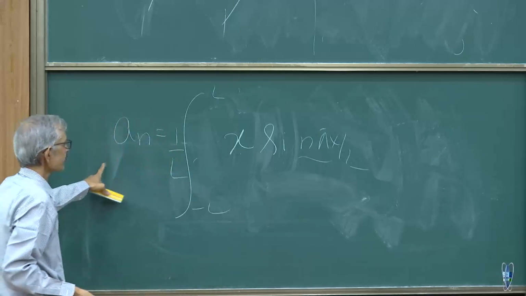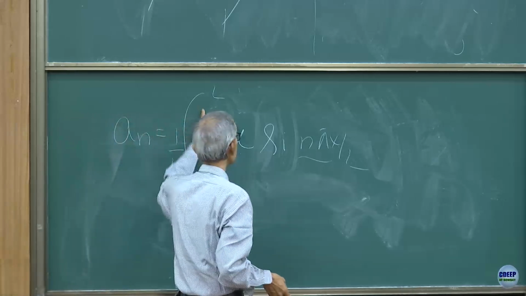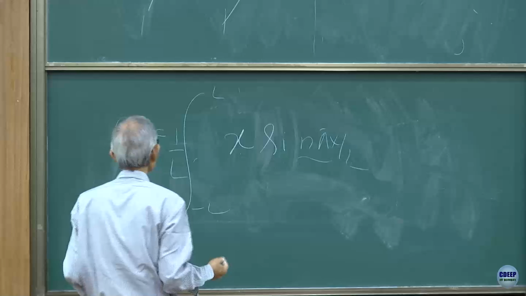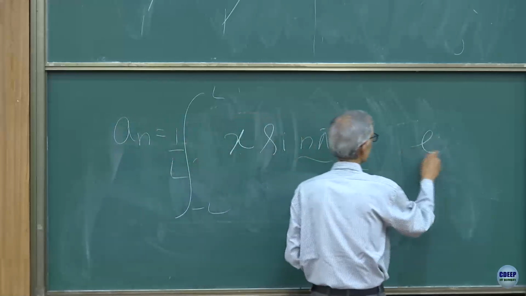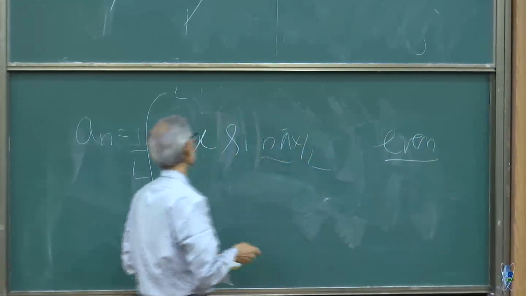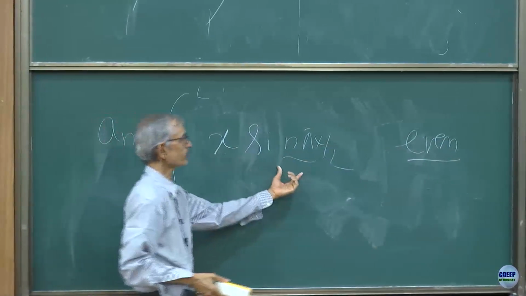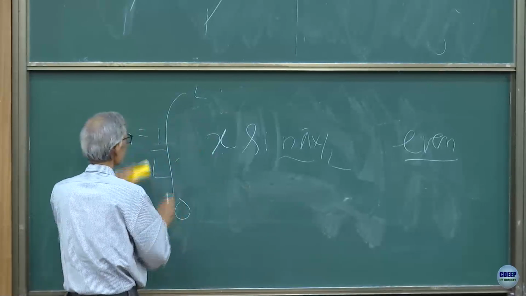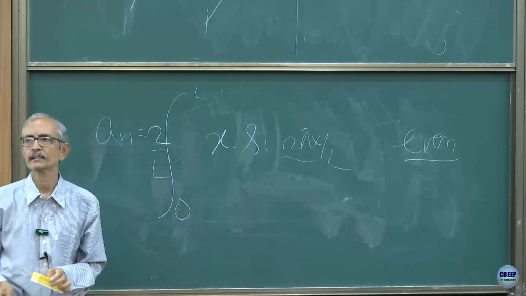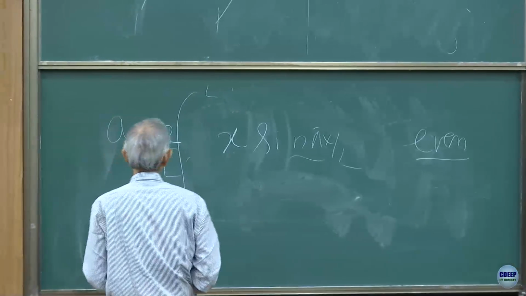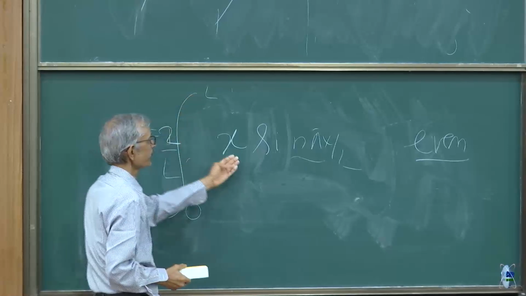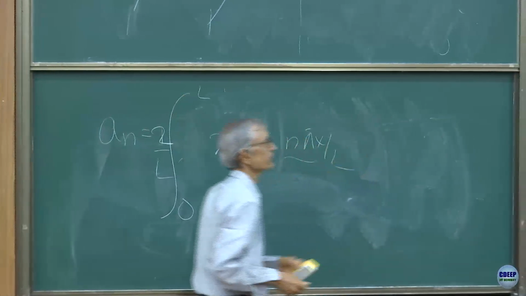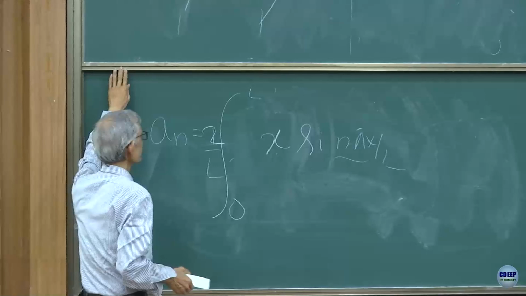So an is 1 by L integral from minus L to L of x sine x times this. And now let us say that we realize that this is an even function, because this is an odd function, this is an odd function, so the product is an even function. So instead of doing what we had done for the previous example, we just say that this is going to be 2 by L, integral from 0 to L, x sine x by L. So this L is equal to 1 in this particular case.